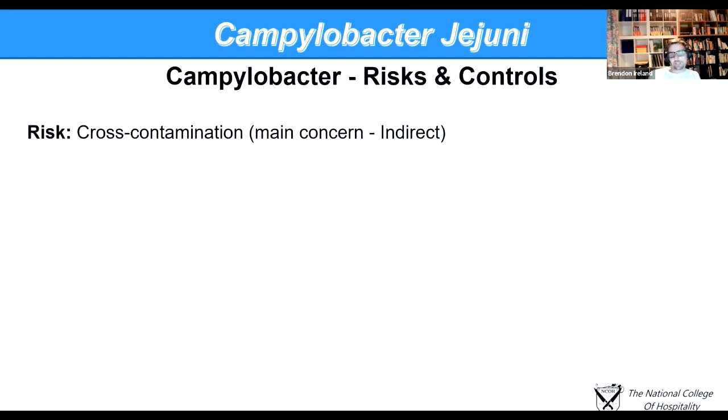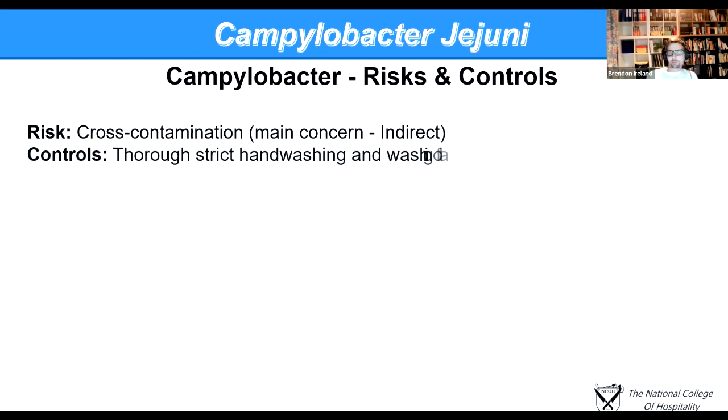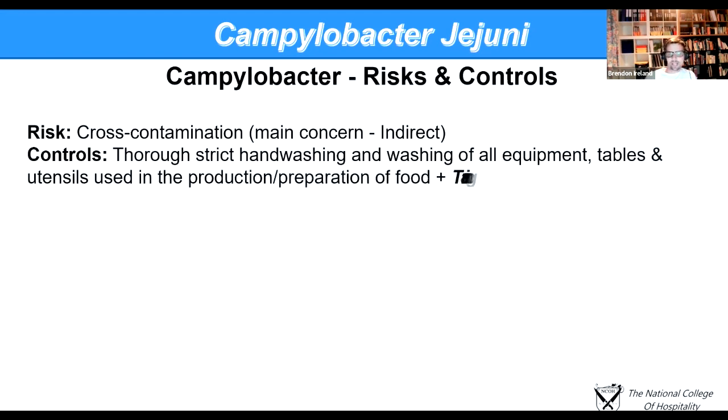So in terms of risks and controls, cross-contamination will always be the biggest control. This is through, for instance, hand washing and the use of dual-use utensils, etc. So your controls are obviously going to be thorough, strict hand washing and washing of all equipment, tables, utensils, and in the production and preparation of food. One of the main controls amongst anything is going to be training of junior staff and training of inexperienced people.